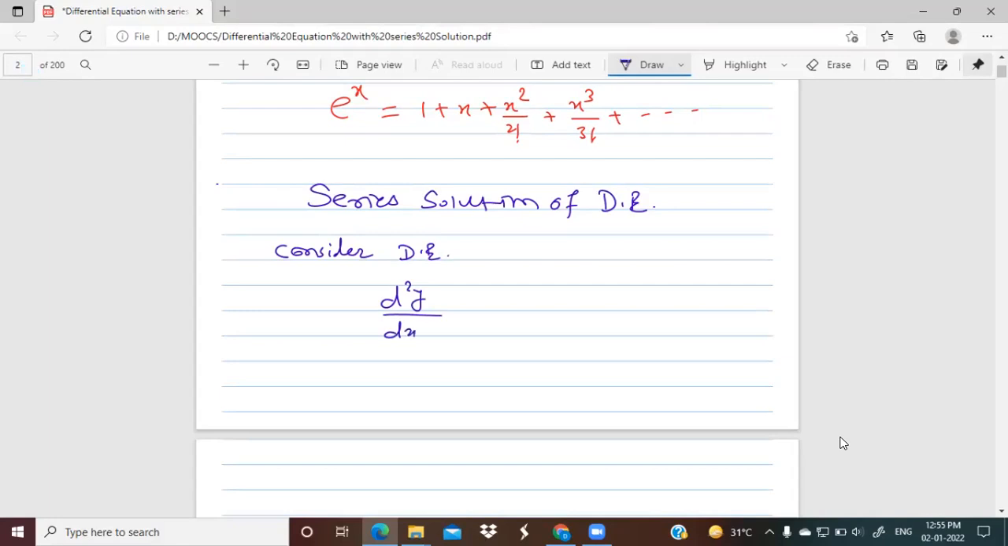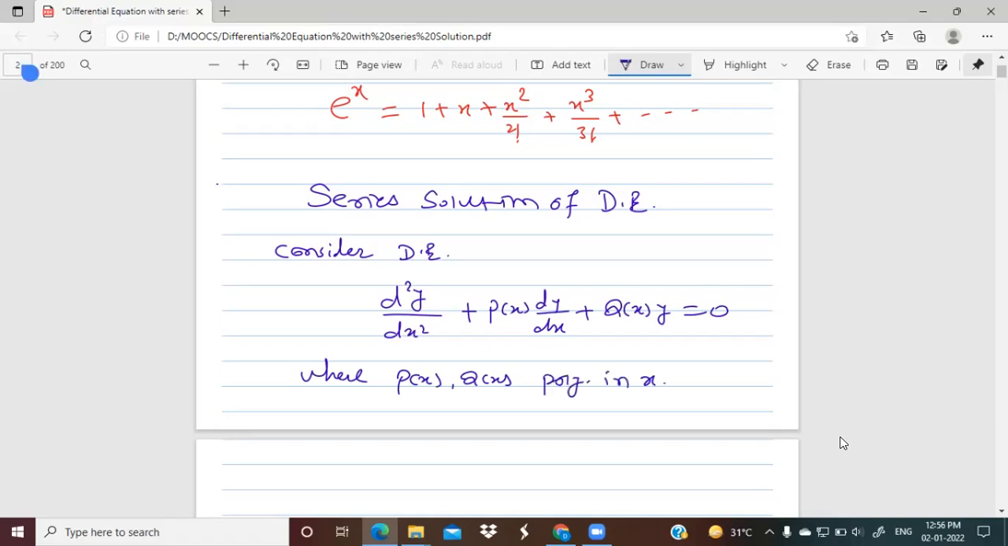d2y by dx2 plus p of x into dy by dx plus q of x into y is equal to 0. Now this is a differential equation where p of x and q of x are polynomials in x.